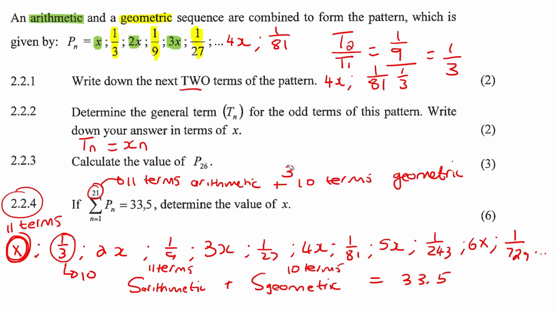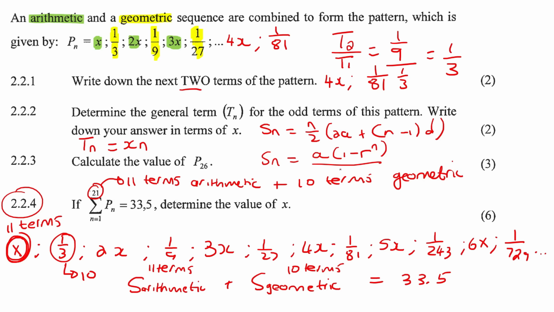So let's get rid of this. I need a bit more space. So we know that the sum of an arithmetic is, we know it's this formula, n over 2, 2a plus n minus 1 times d. And then we know that the sum of a geometric is a bracket 1 minus r to the power of n over 1 minus r. You can also flip the 1 minus r to r minus 1, but then just make sure you do it at the top and the bottom. Then it works out perfectly fine.